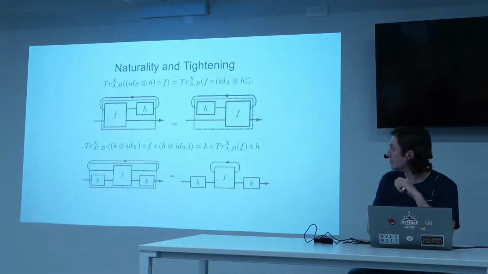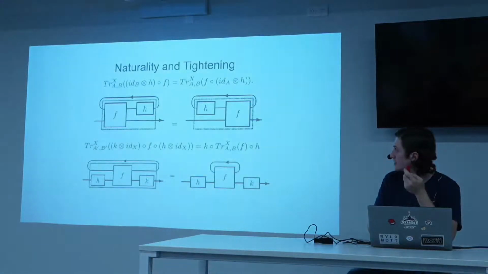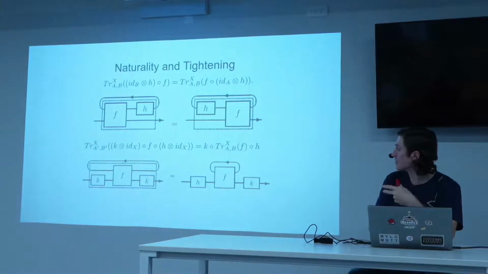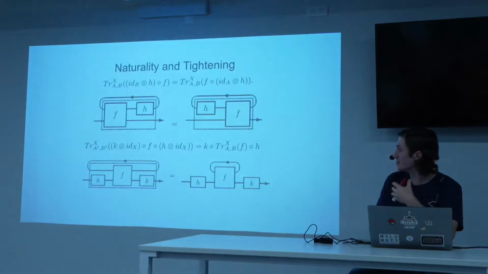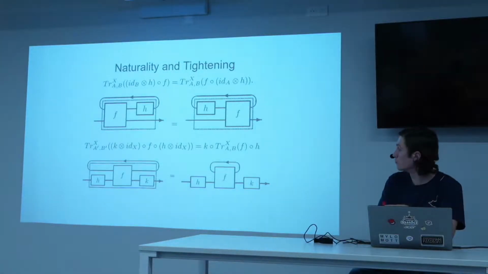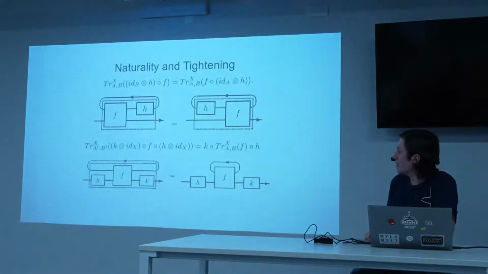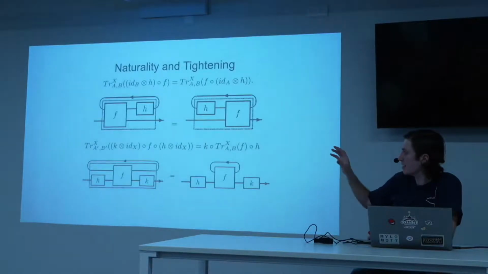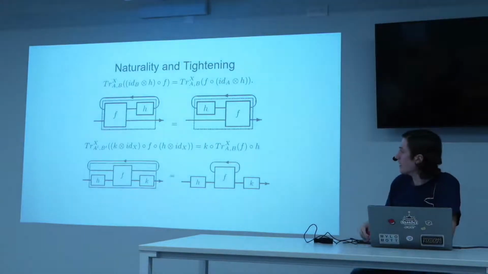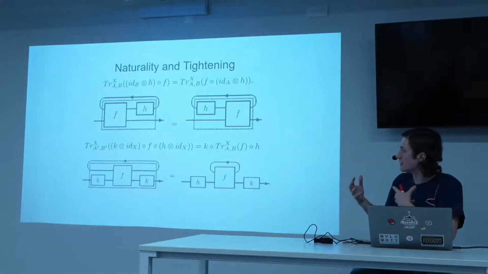So here I've highlighted these coherence conditions for the trace, which are called naturality and tightening. As you can see, this is just the common sense for how you'd want the trace to work. In the top diagram, you can essentially slide any function on the trace line. It can be on the output, on the input, and when you take the trace, you should still get the same function returned.